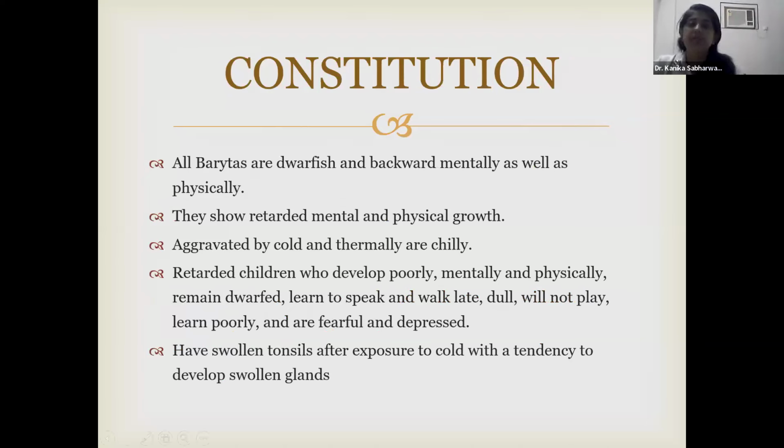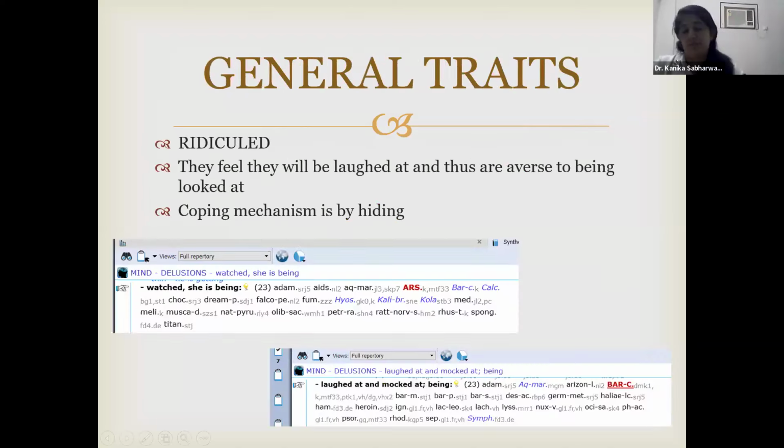This is very important. Why do I say it's one step stronger than Calcarea? Because they are sure that they will be ridiculed. Okay, they are very sure that they will be mocked. So delusion, she is being watched. Can you see Baryta carb, Calcarea carb, both are there? Delusion being mocked, Baryta carb, Baryta mur, Baryta phos, Baryta sulf. Okay, so this is very strong.